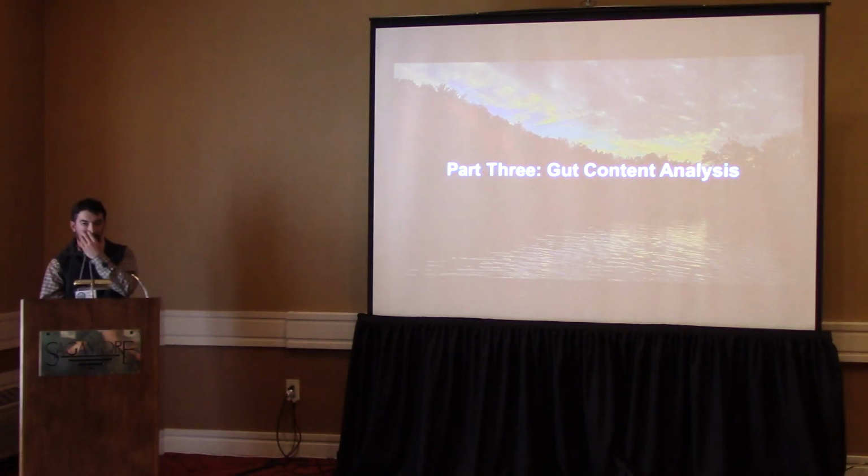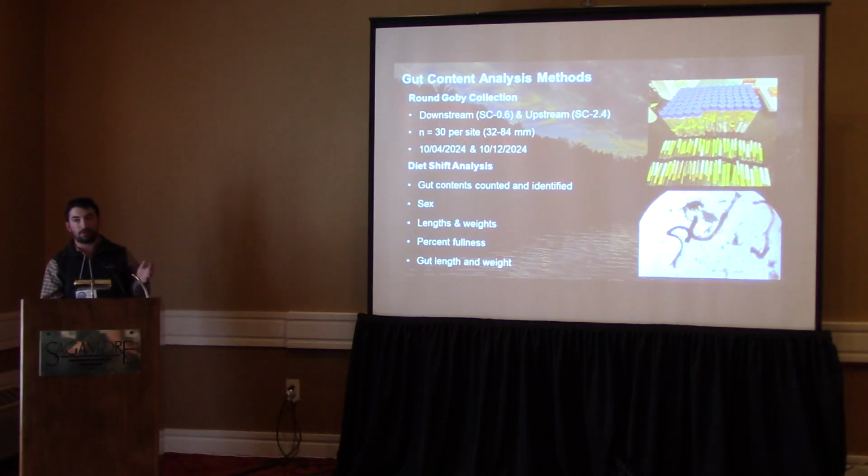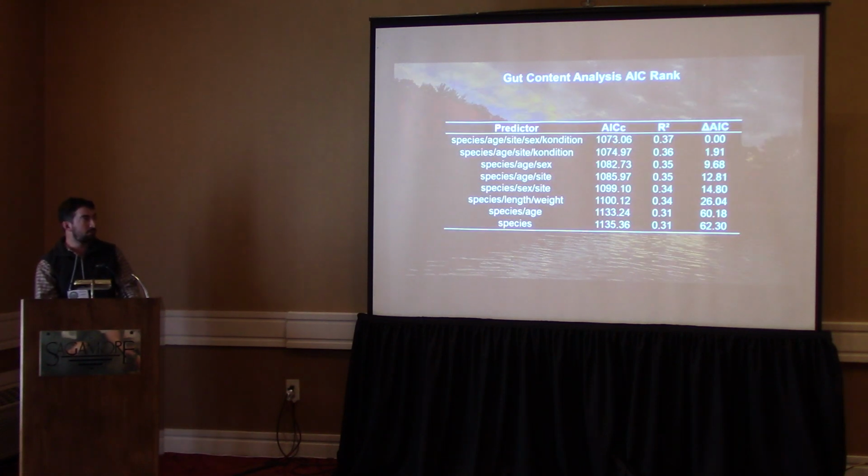So now we're going to get over to the gut content analysis. The same 30 Round Goby that we used for the aging were also used for the gut content analysis. Round Goby lack a true stomach, so basically we used the entire digestive tract, and we just counted and identified all the species that we found there. Some other data that we collected were sex, length, weight, gut length, and gut weight. We also collected percent fullness.